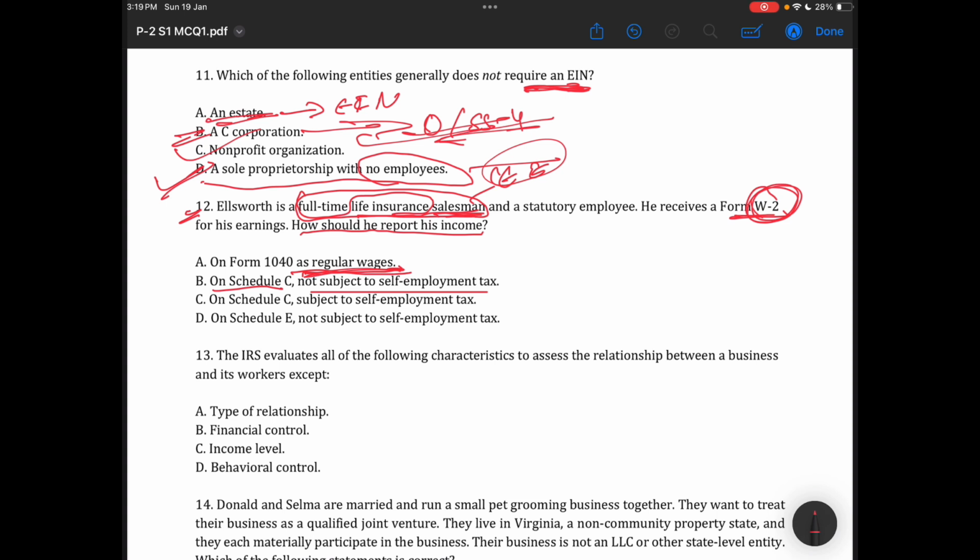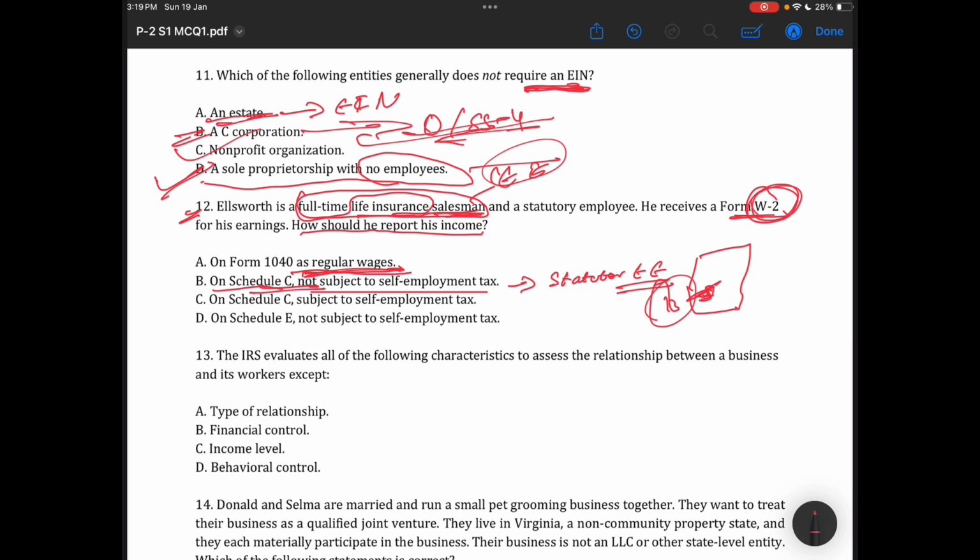One of the most important key points is who is a statutory employee. They receive a W2, and in the W2 their income is shown. If you see the W2 for any statutory employee, in box 13 of the W2 they marked S. So you will get an idea without seeing his name and everything. It's a W2 for a statutory employee. He has to report their income in Schedule C.